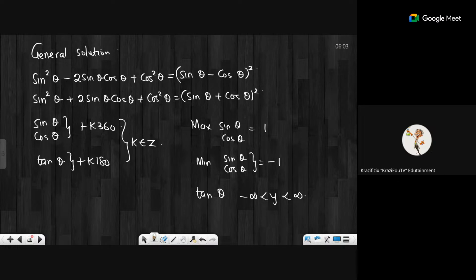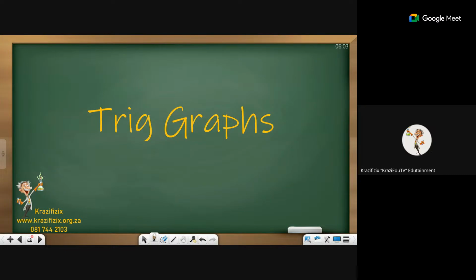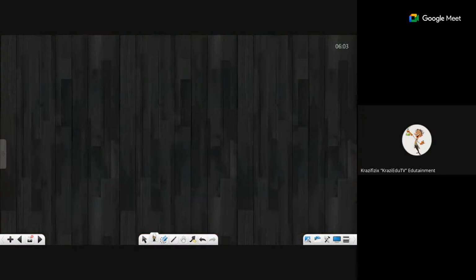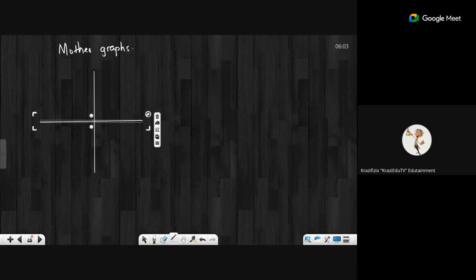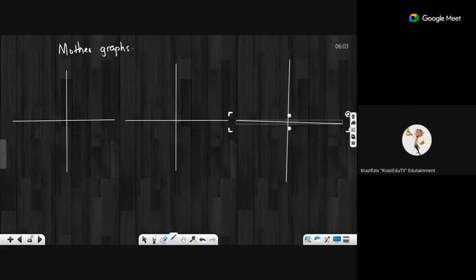I want to quickly look at graphs. For me to look at trig graphs, guys, please, you must first know your mother graphs. Quickly, mother graphs. It's always nice. If you know your mother graphs, things actually become quite easy. Mother graphs of sine, mother graph of cos, and tan. Okay, that in 1 minute.